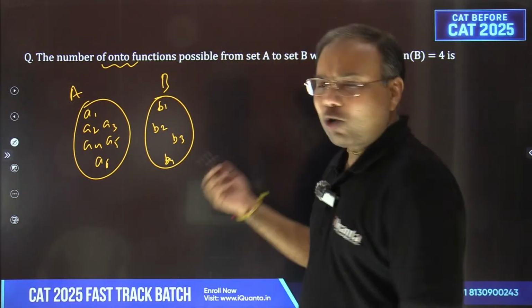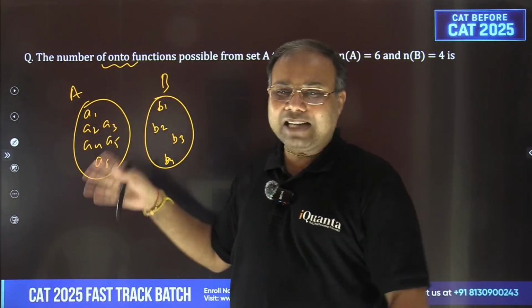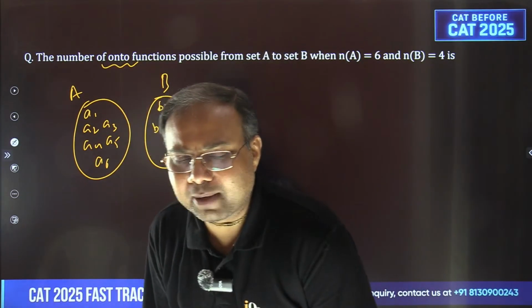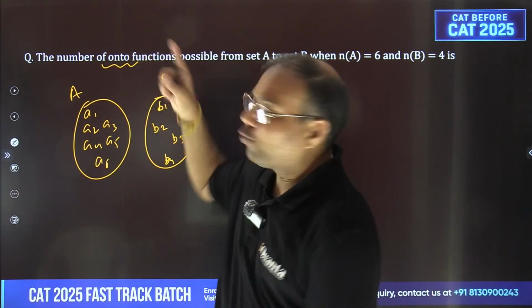So function तो हमें मालूम है that every element is to be connected with exactly one element. Which one? Anyone, right? But what is the meaning of this onto now? Onto का क्या मतलब है? Can anyone tell me please? What is the meaning of this onto function?